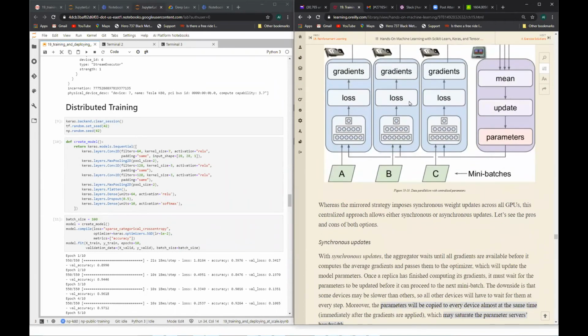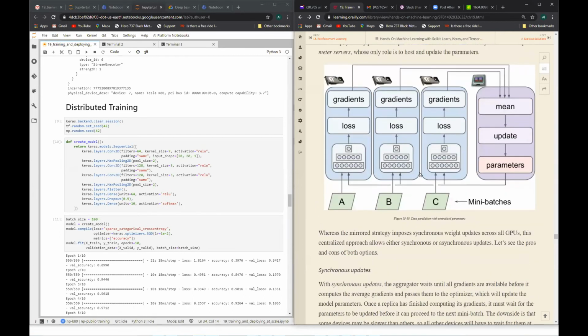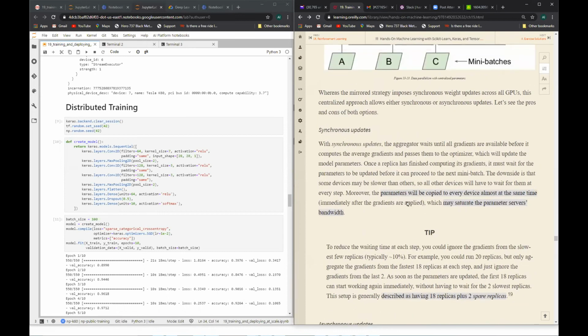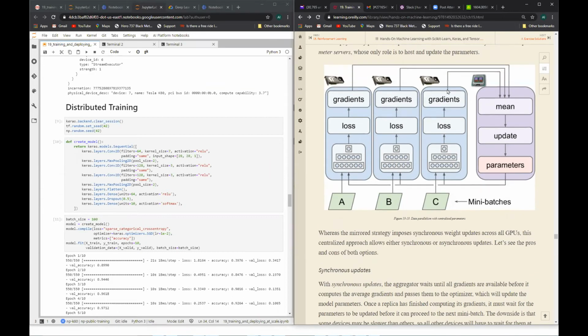And on this approach, there are two ways: synchronous and asynchronous updates. Okay. For synchronous, once each device finishes the execution, it goes to the parameter server, and until all the devices are complete and have provided their outputs to the parameter server, the server will then continue to do the mean, update the parameters, and go back to run again, right?